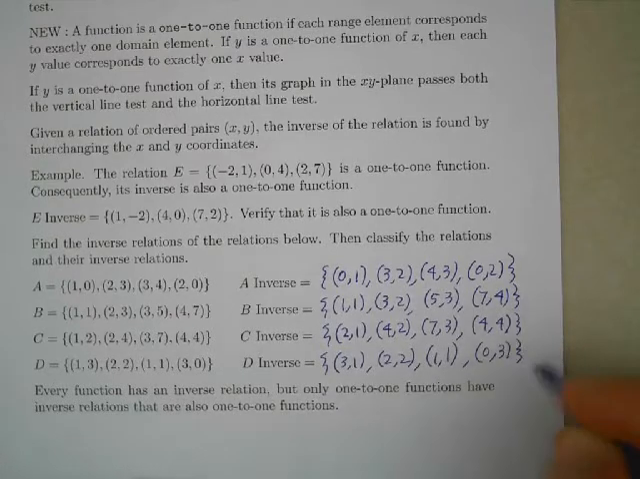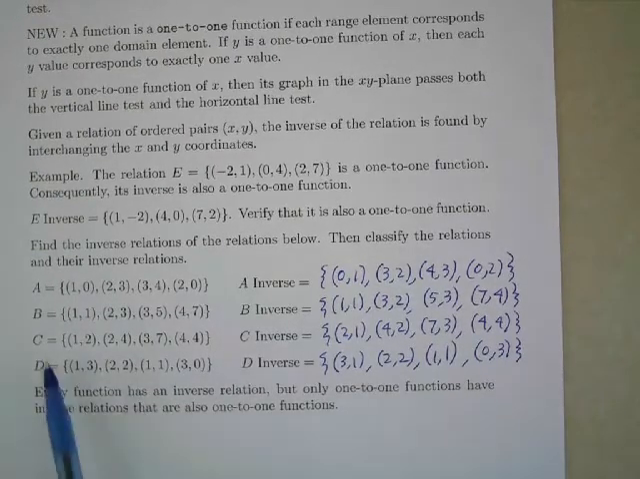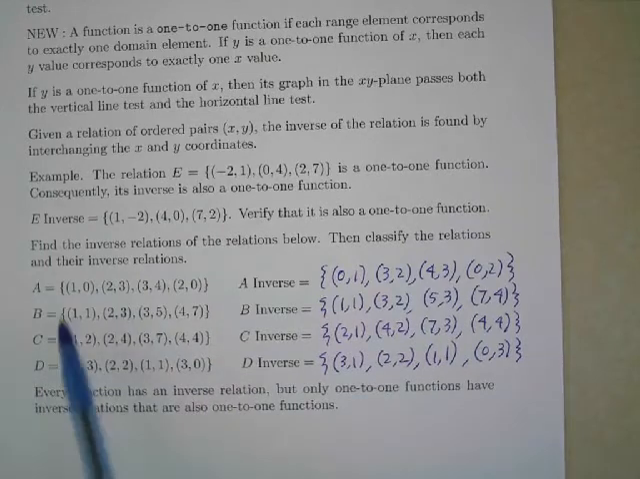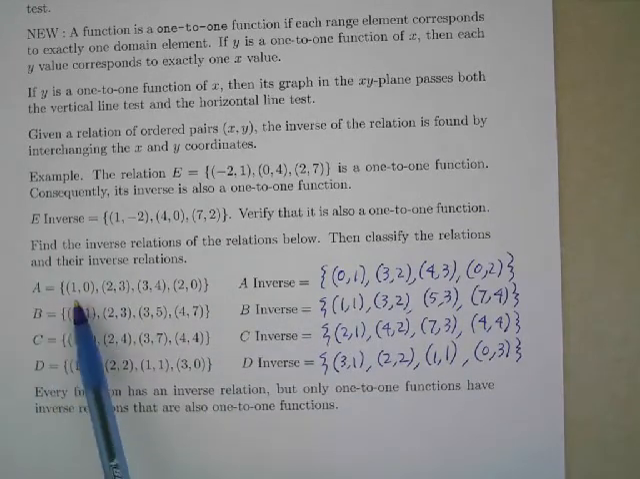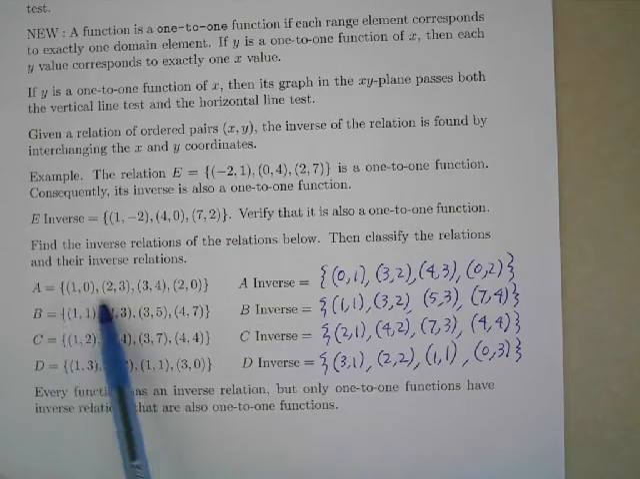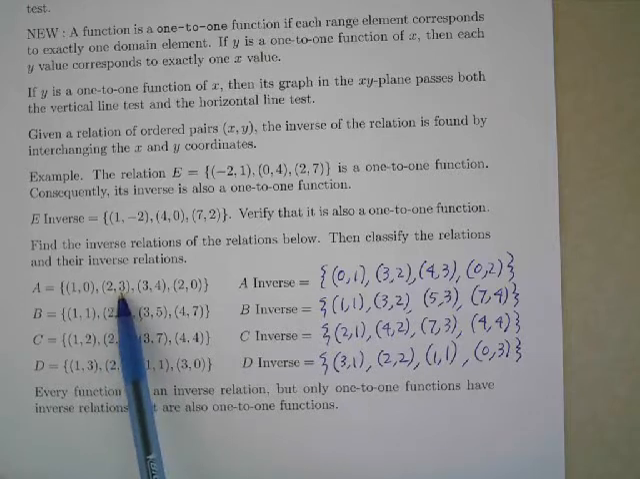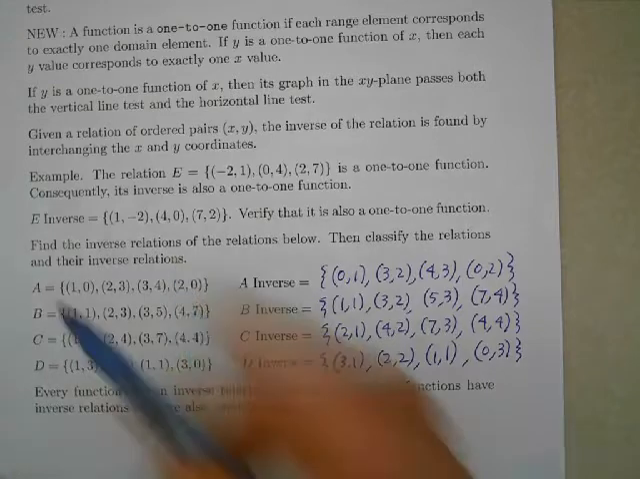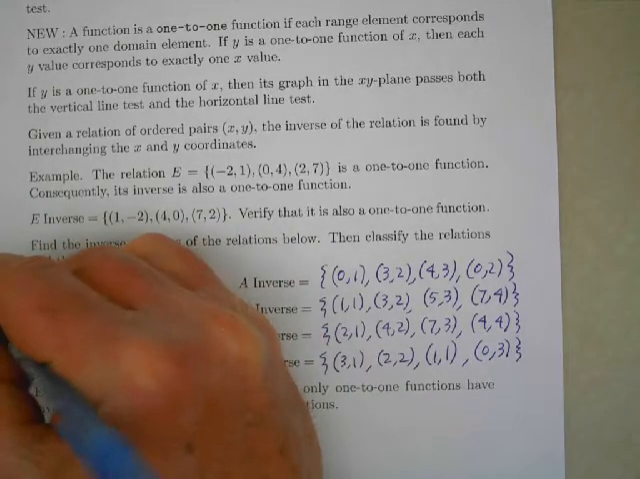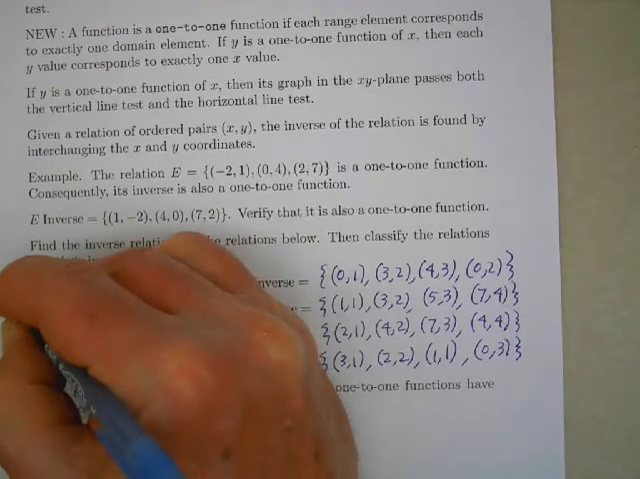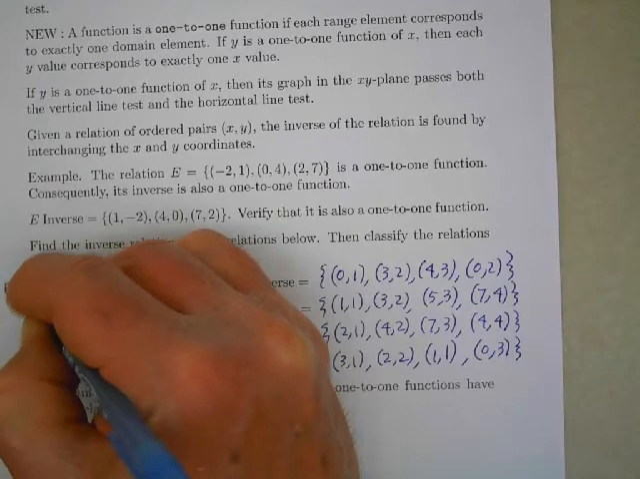Now we will go through and classify each of the relations and their inverses. Relation A is not a function because the domain value 2 corresponds to two different range values. 2 corresponds to 3 and 0. So this is not a function.